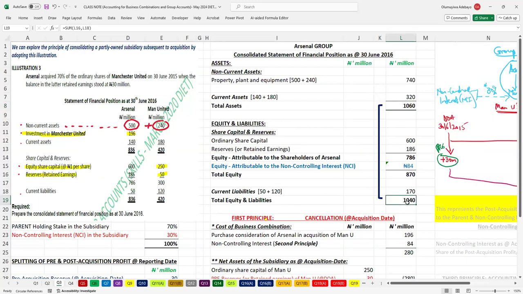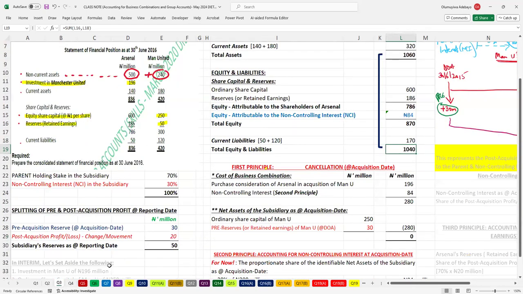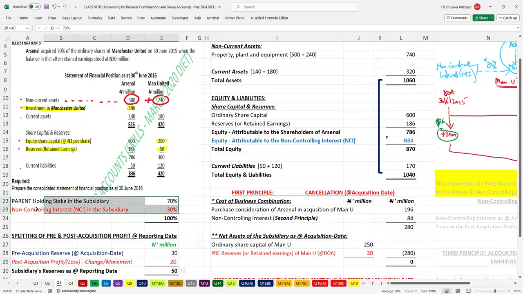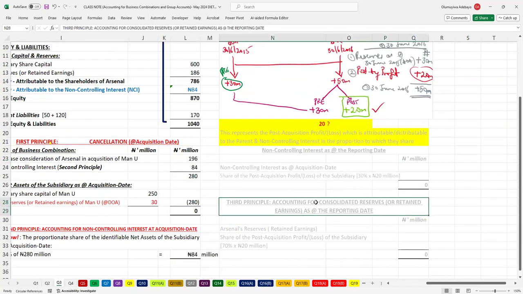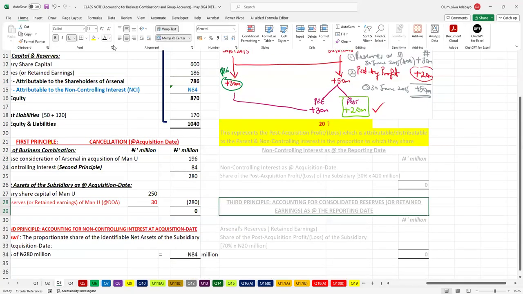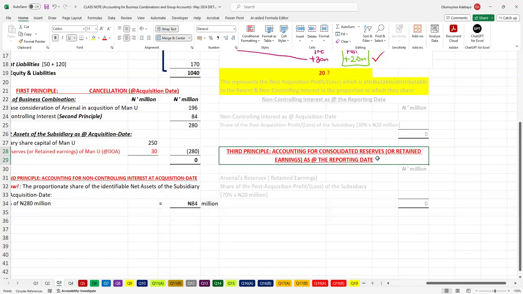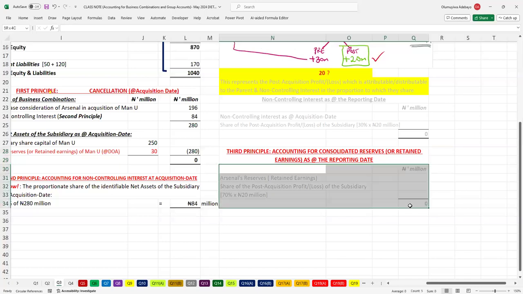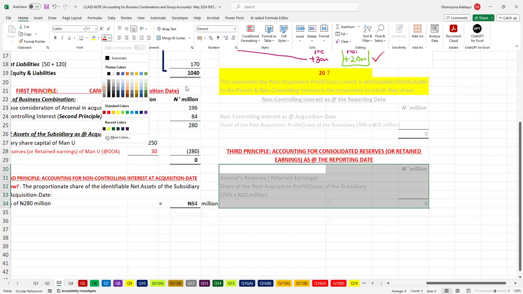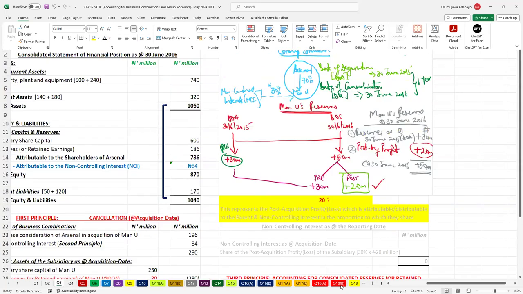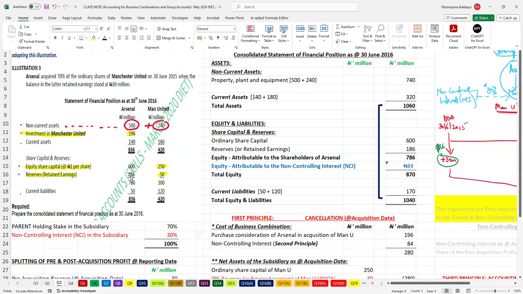And what is the issue? The difference is 20. Have you seen 20 before somewhere? We have seen 20 here before. What does that mean? That means this 20 represents the post-acquisition profit, which is attributable to the two shareholders in the ratio 70-30. That would now lead us to the third principle, where we will be accounting for post-acquisition profits in order to arrive at the consolidated retained earnings, which is the retained earnings of the parents plus the portion of the post-acquisition retained earnings of the subsidiary that belongs to the parents. Which means in this case, the parents' retained earnings from the question was 186.